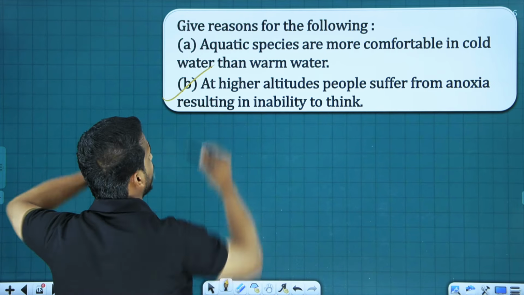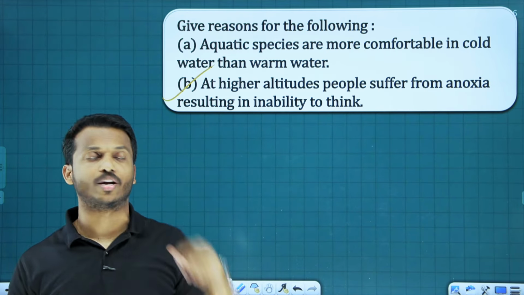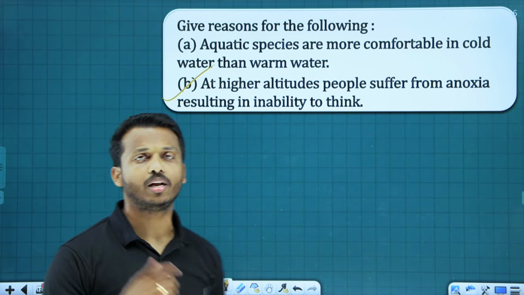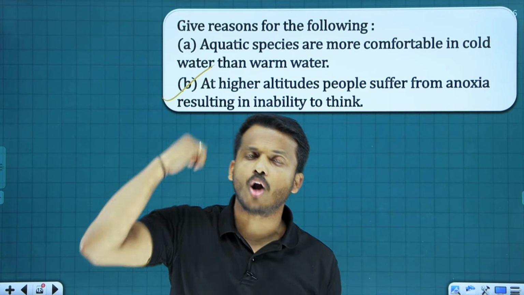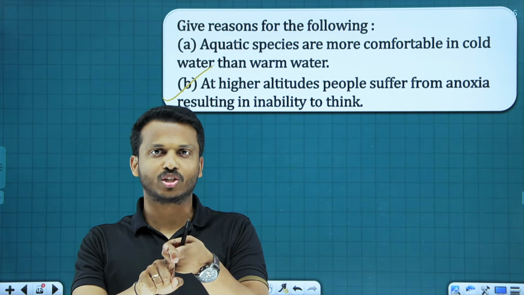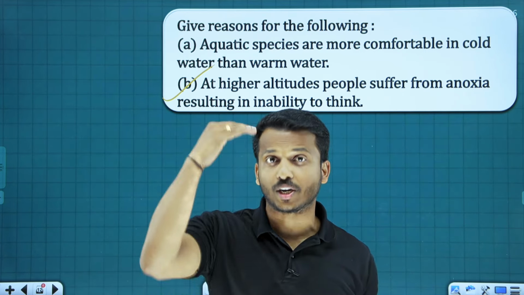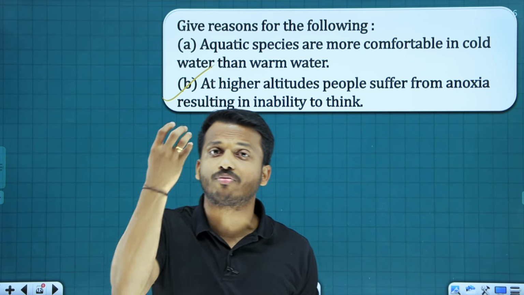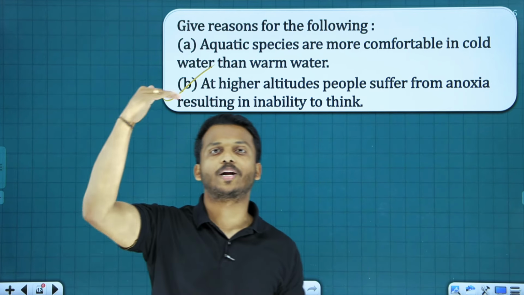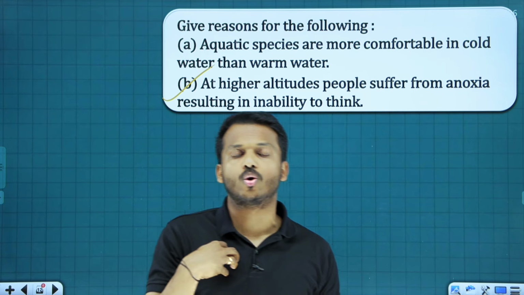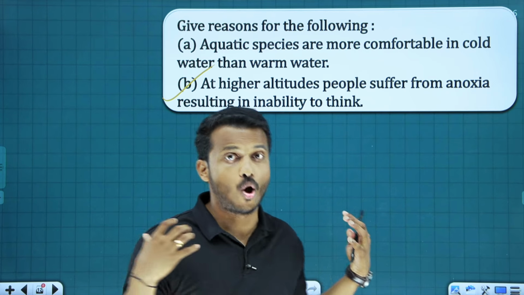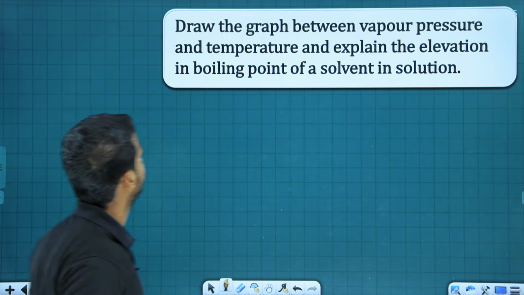Next, second question, all of you. At a higher altitude, we studied mountain climbers and all. At higher altitude, people suffer from anoxia resulting in inability to think. What is the reason? At higher altitude, atmospheric pressure is less. According to Henry's law, as pressure decreases, the solubility of oxygen gas in our blood decreases. So at a high altitude, pressure is less, so less oxygen can dissolve in our blood. If sufficient oxygen is not there, it causes anoxia. So connect with Henry's law.